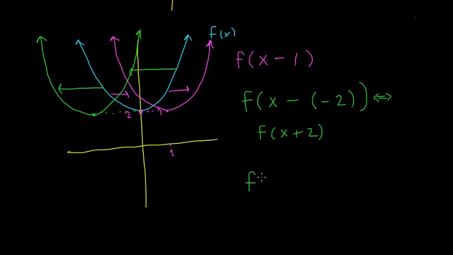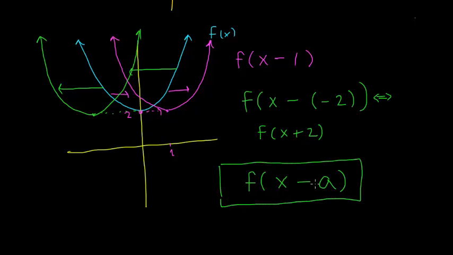So the general form for a horizontal translation is to take your input and subtract off the number of units you want to move to the right, where those units are positive if you're moving to the right and negative if you're moving to the left.